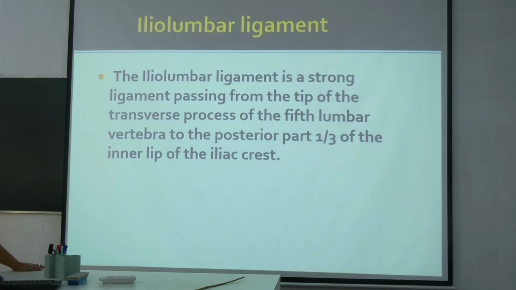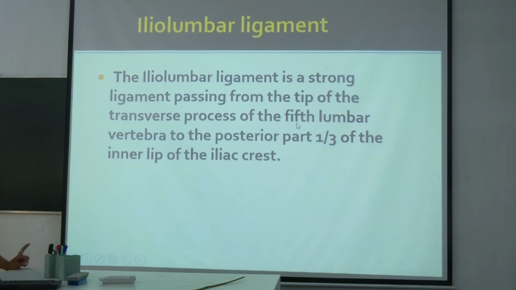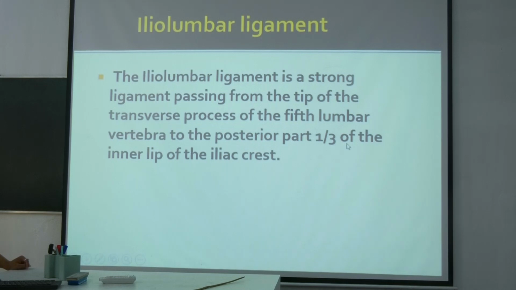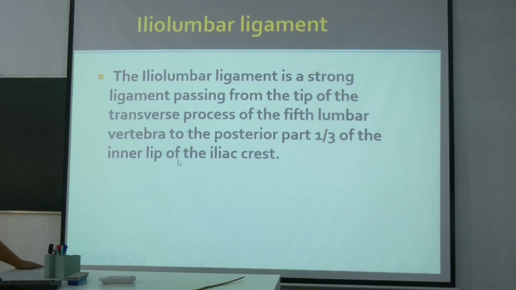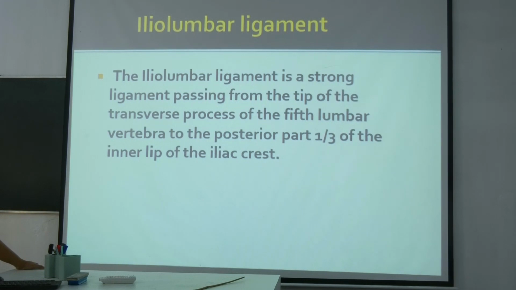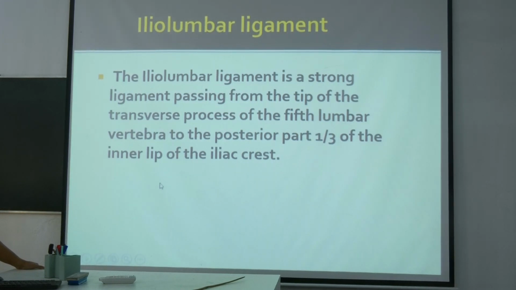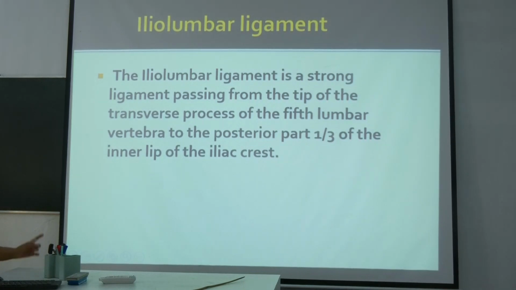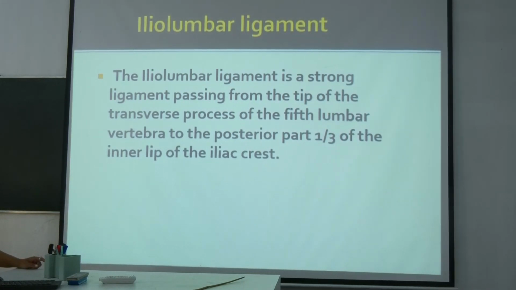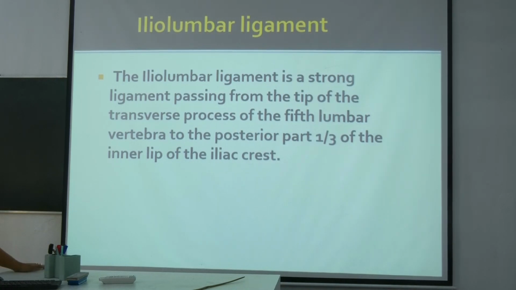So iliolumbar ligament. So this iliolumbar ligament is a strong ligament that passes from the tip of the transverse process of fifth lumbar vertebra. একমাত্র fifth lumbar vertebra যেটা কিনা তোর atypical lumbar vertebra, তাই না? তো সেটাতে অ্যাটাচ থাকবে to the posterior part of 1/3 inner lip of iliac crest. iliac crest এর কোথায়? posterior 1/3 of the inner lip of iliac crest. এটা কিন্তু কালকে আমরা পেয়েছি pelvic cavity তে, তাই না? sacrotuberous sacrospinous এর সাথে এটাও পাওয়া গেছে, iliolumbar ligament. Okay, so this is one important.